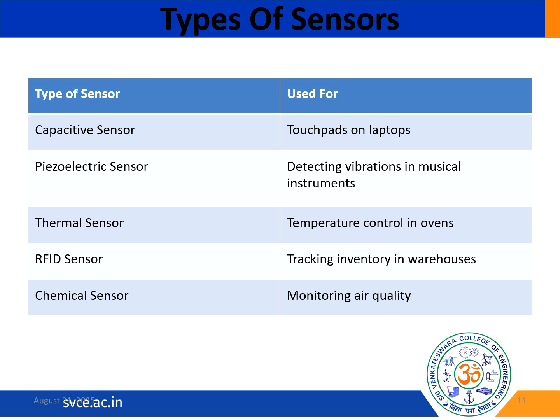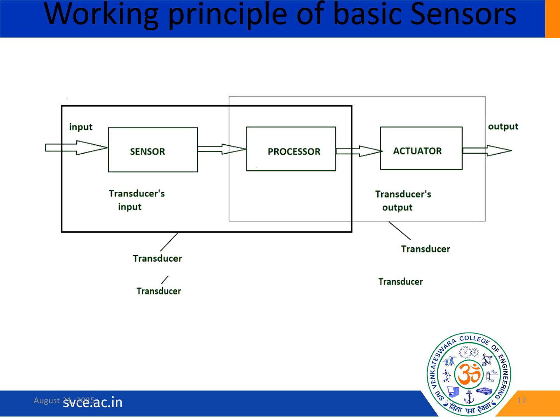Thermal sensors we can use in ovens for temperature control. RFID sensors are used in tracking inventory in warehouses, and in different applications we can use RFID sensors. Chemical sensors, right? The presence of chemicals can be found out. It can also be used for monitoring air quality, and this represents the working of basic sensors.